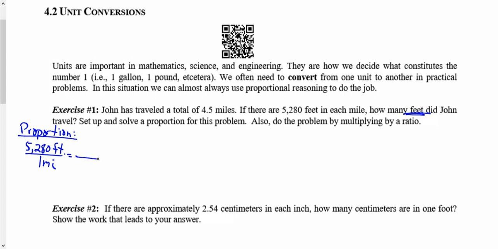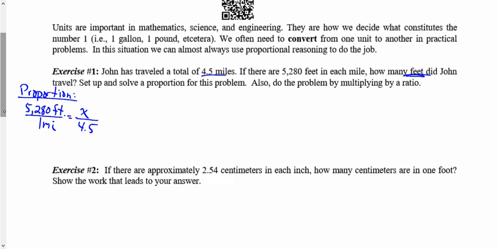Let's go back and look at the problem. 4.5. What's going to go on top? Or well, let me ask you this. Where will the 4.5 go? Down here where miles are, right? And then X on top because we don't know how many feet, right? I know you're thinking I could just divide 5280 by 2, but how about we cross multiply? X times 1, X equals, what's 5280 times 4.5?